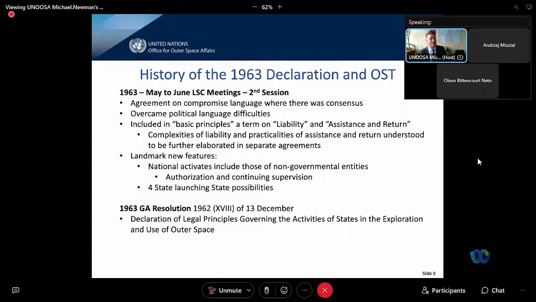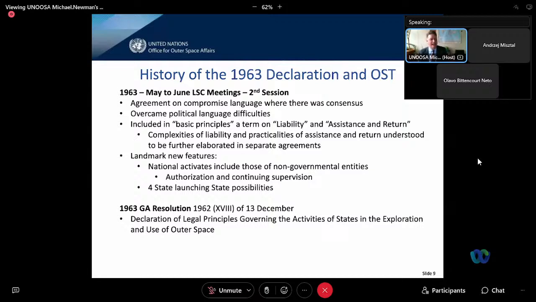Consensus was formed on numerous points. Those that were not formed find their way into other places and continued discussions, and we have overall ideas on the basic principles. We have a term on liability. We have a term on assistance and return. And those complexities and practicalities of liability and assistance and return would be further elaborated in other documents and continue to be discussed.